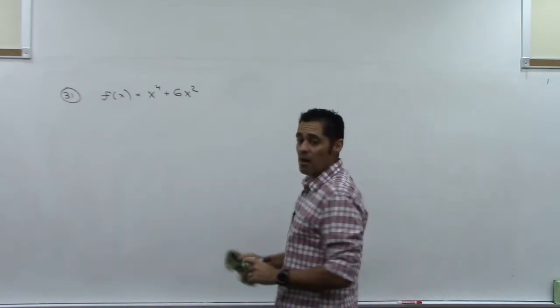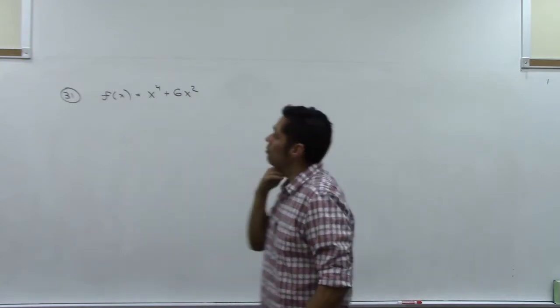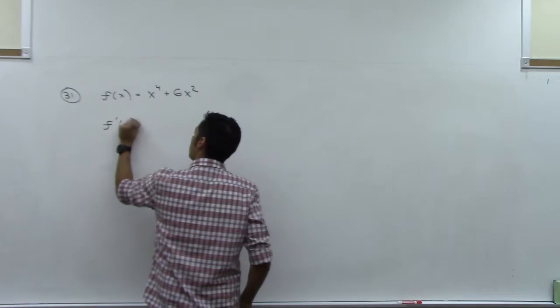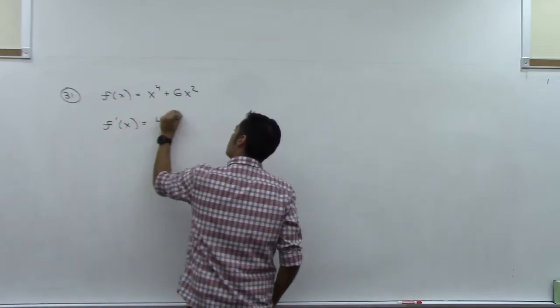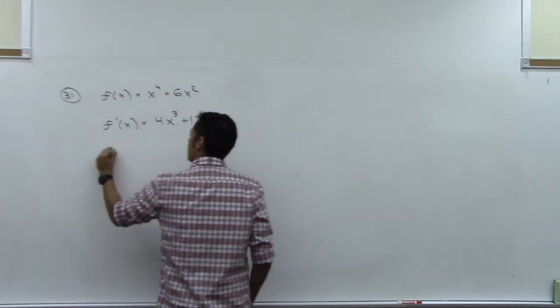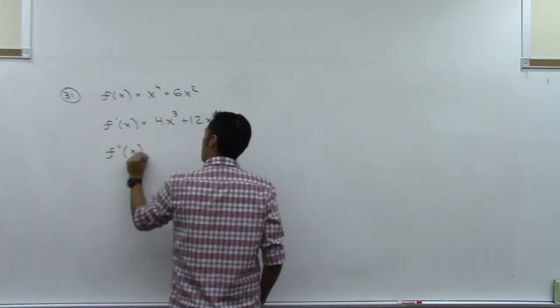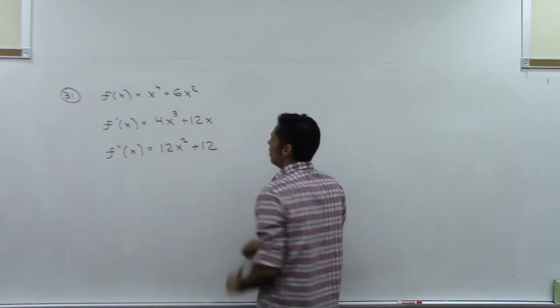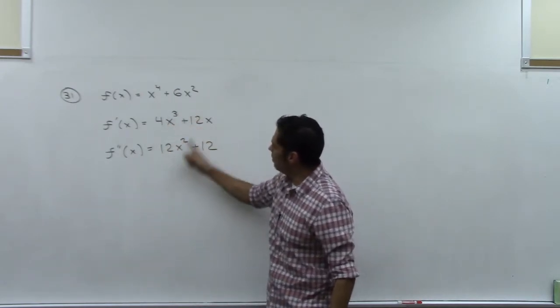So when we talk about concavity of a function, we need to look at the second derivative. So let me take the first derivative. I get 4x cubed plus 12x. That's just our power rule. Take the second derivative, which is 12x squared plus 12. So just taking the power rule again on this.